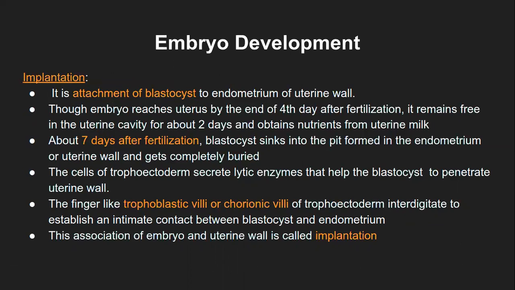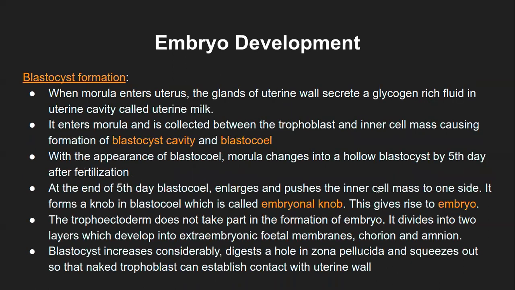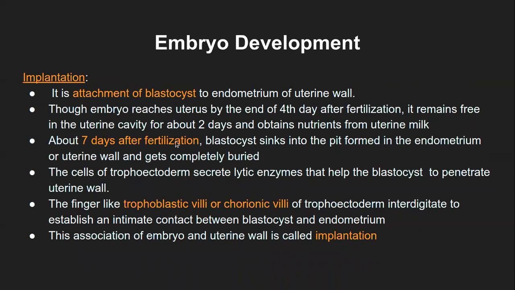Though the embryo reaches the uterus by the end of the 4th day after fertilization, it remains free in the uterine cavity for about the next 2 days. The 5th day is when this blastocyst is formed, with the embryonal mass and all of this formed. And on the 6th day also it stays like this.